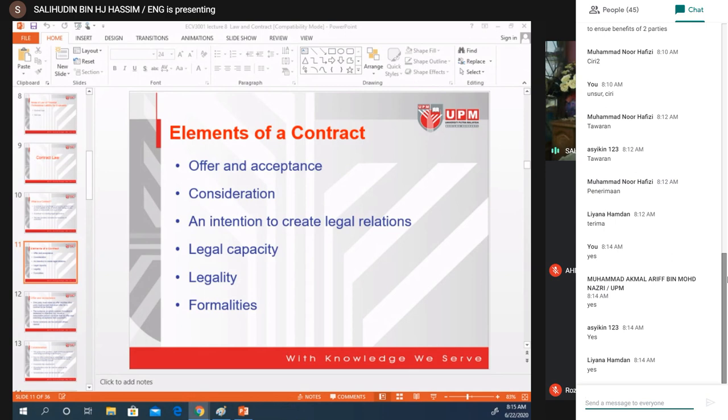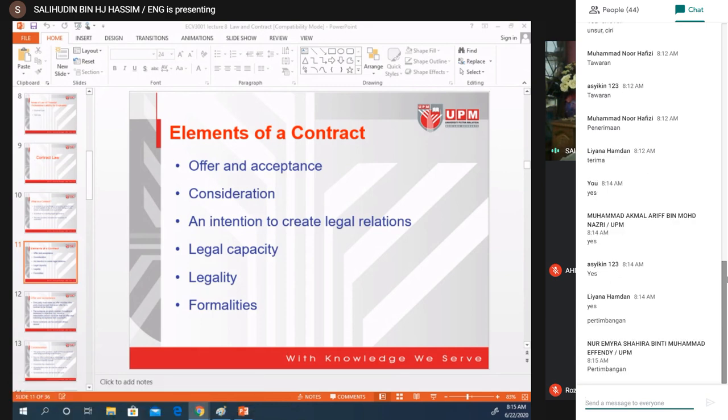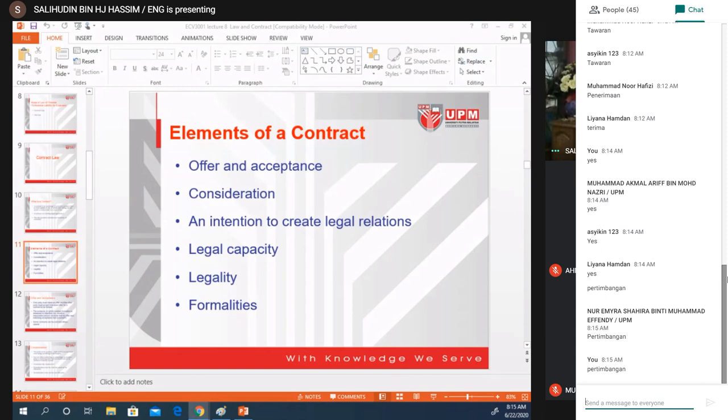What is consideration in bahasa Melayu? Pertimbangan. Then. Good try. What is consideration in bahasa Melayu then?